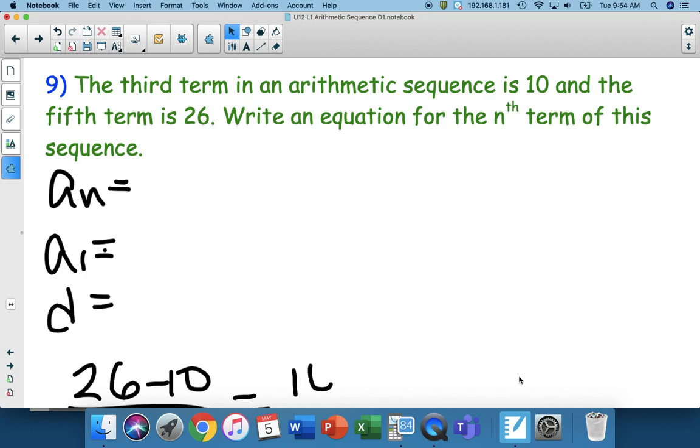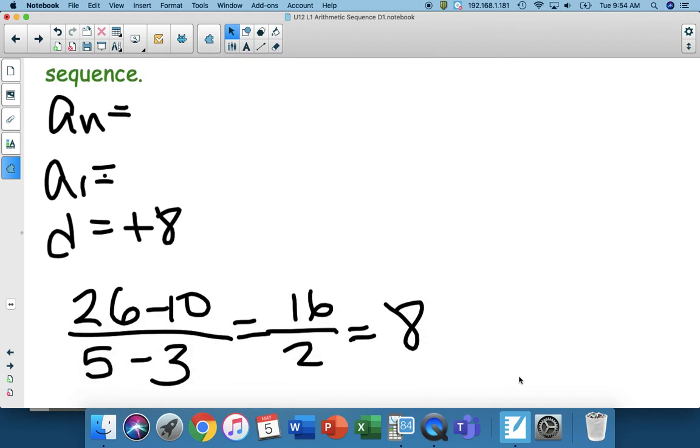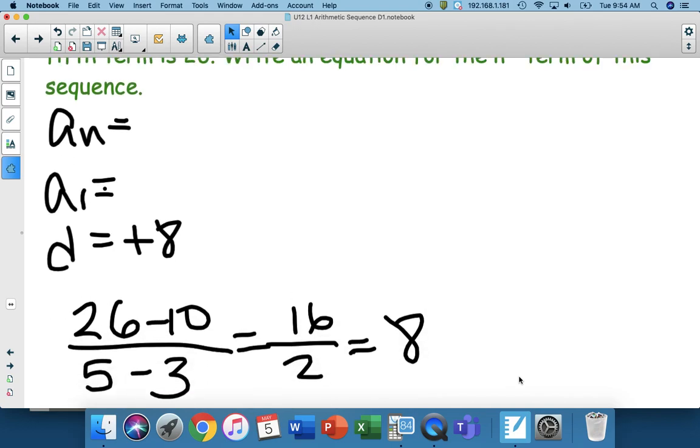26 minus 10 is 16. 5 minus 3 is 2. 16 divided by 2 is 8. So our common difference is plus 8. Let me lower that. Sorry about that. All right. So again, we did 26 minus 10 because those are our numbers, and then 5 minus 3 because those are our terms. All right. 16 over 2, which is 8.